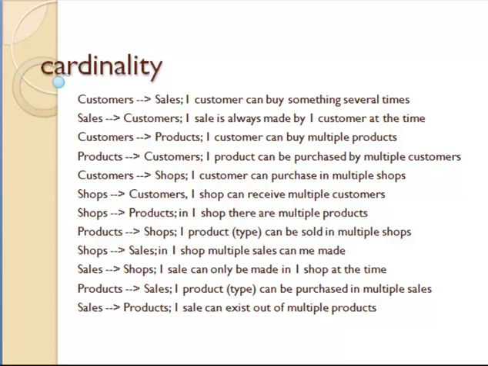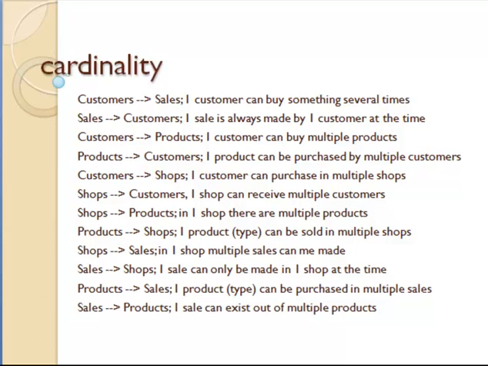Products have a relationship with shops. One product can be sold in multiple shops. Shops have a relationship with sales. In one shop multiple sales can be made. Sales have a relationship with shops. One sale can only be made in one shop at a time.